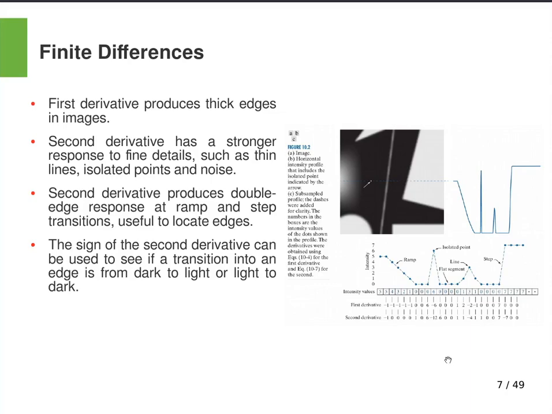So we can use any of the equations that was provided in the previous slide to calculate the first and second order derivatives. So here you can see we have put intensity values instead of drawing it as a function. In the next row we have the values for the first order derivative, and finally we have the value for the second order derivative.